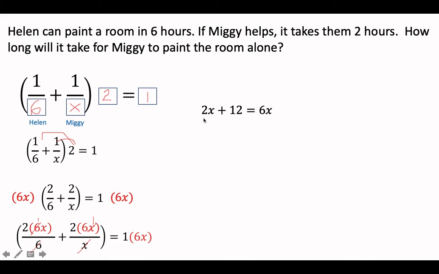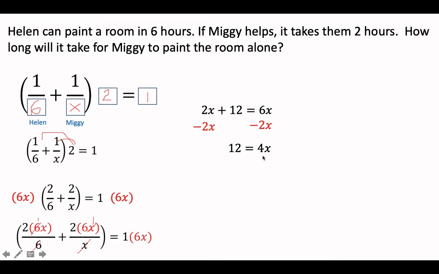Since 2x and 6x are common, we can subtract 2x from both sides, so that the x on the other side will be eliminated. In this case, 2x minus 2x is 0, so write down 12 in here, equals, then 6x minus 2x is 4x.